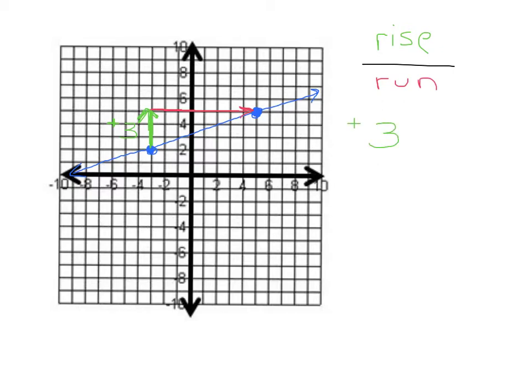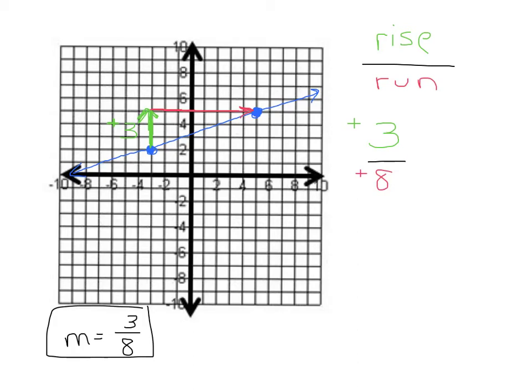That's going to be over my run, which would be over 1, 2, 3, 4, 5, 6, 7, 8 spaces. So my run in this case would be positive 8. So in this case, my slope, I can say, is going to be 3/8.